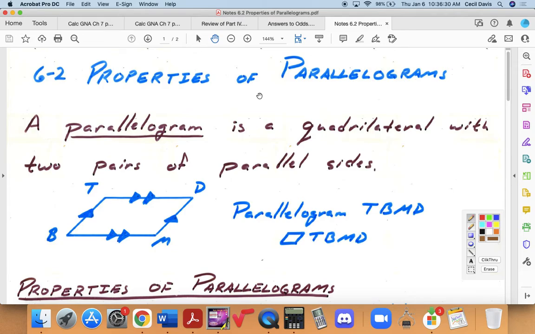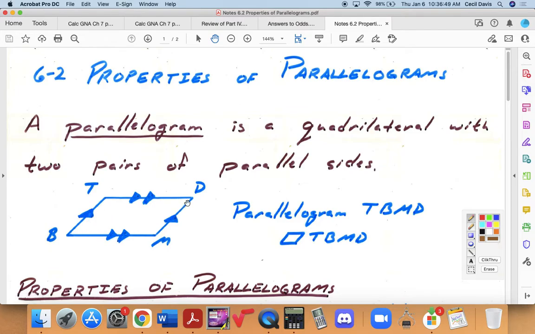So, first of all, the definition. A parallelogram is a quadrilateral. What's a quadrilateral? A polygon with 4 sides. Polygon with 4 sides with 2 pairs of parallel sides. So this would be parallelogram TBMD.